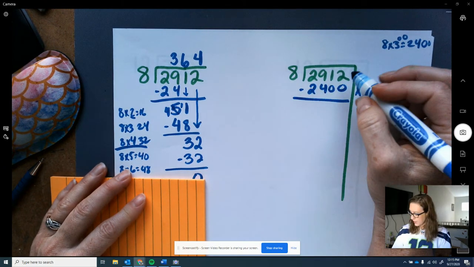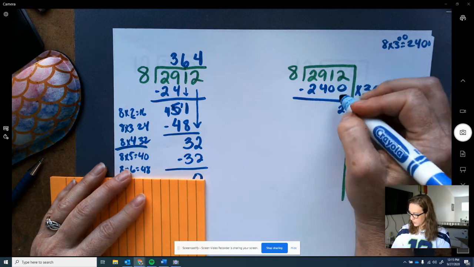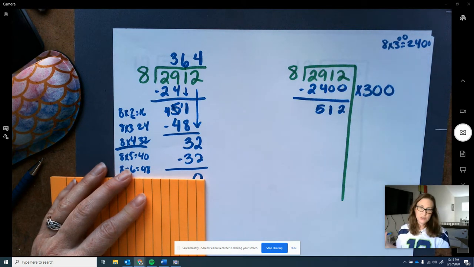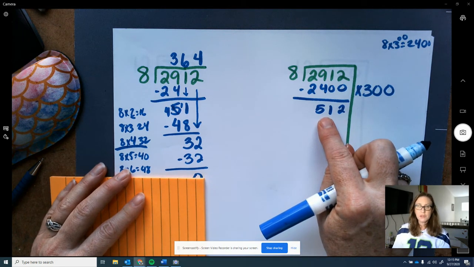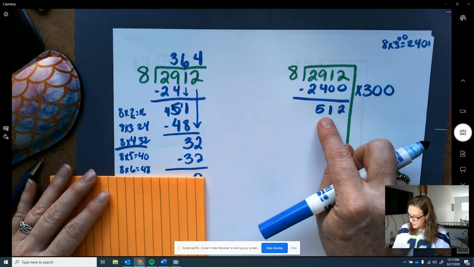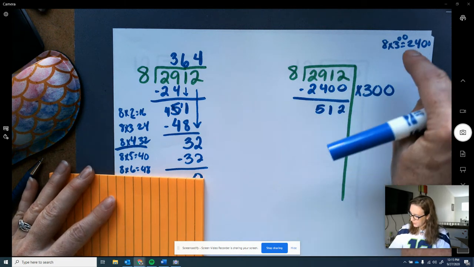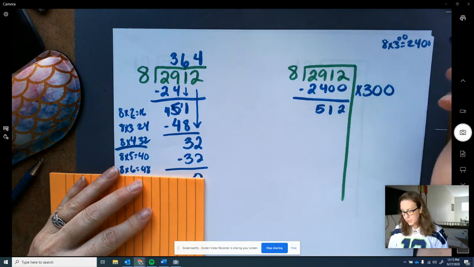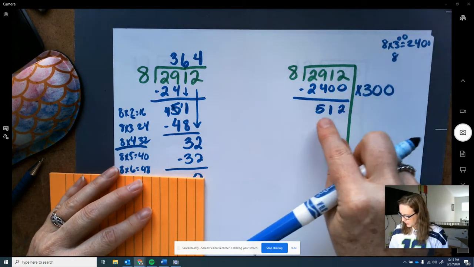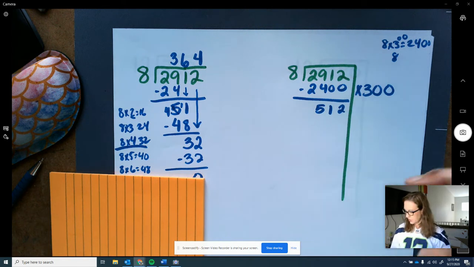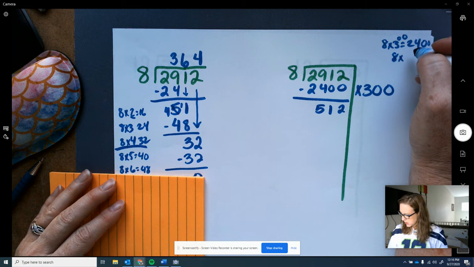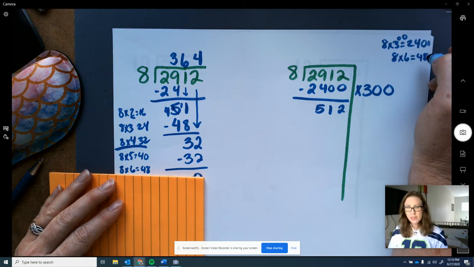I have to subtract that. 2 minus 0 is 2, 1 minus 0 is 1, 9 minus 4 is 5. And 2 minus 2 is 0. I still have $512 left. So let me think. If I think about my powers of 10, I want to get closest to 51 with just single digits, and then I'll use my powers of 10. So 8 times 6 is 48. Yeah, that's the closest I can get.